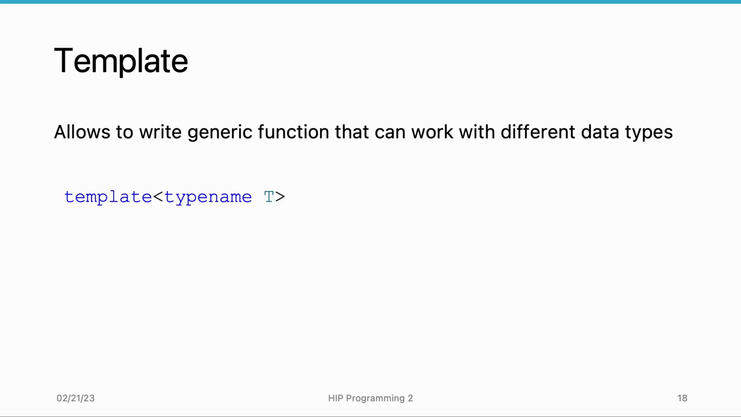Template implementation in HIP allows us to write a generic function that can work with different data types without having to know the specific data type ahead of time. And it is a concept borrowed from the C++ language. A template is defined by prefixing the code with the keyword template followed by angle brackets. The data type that the code works with is specified as a parameter within the angle brackets.